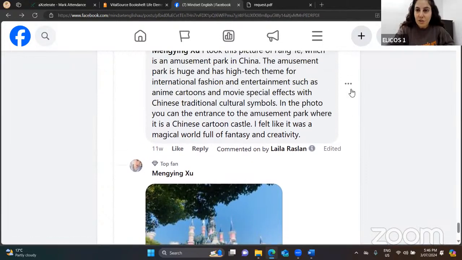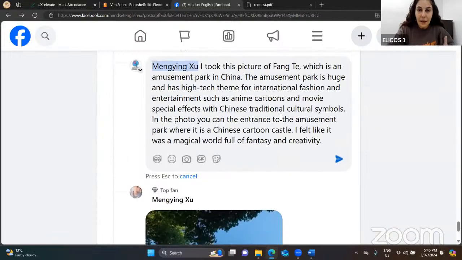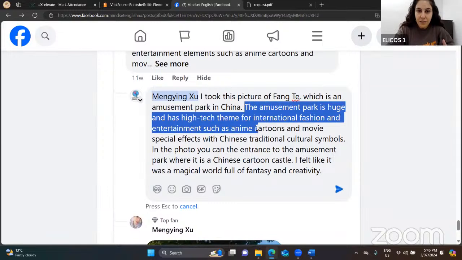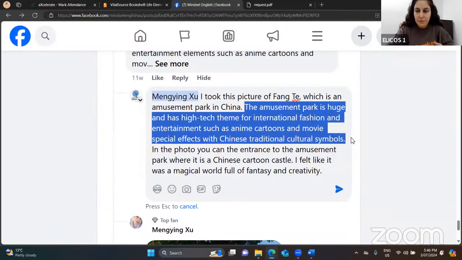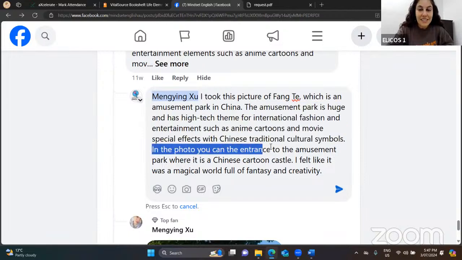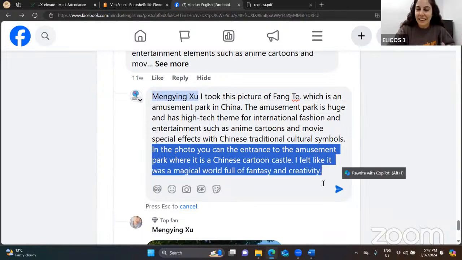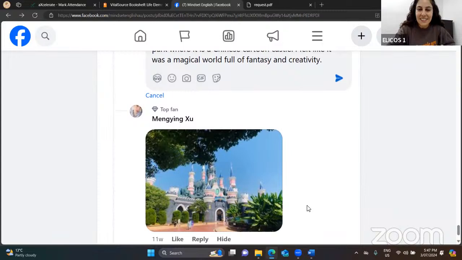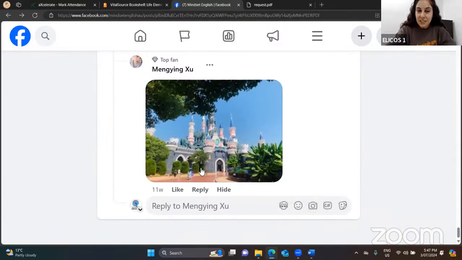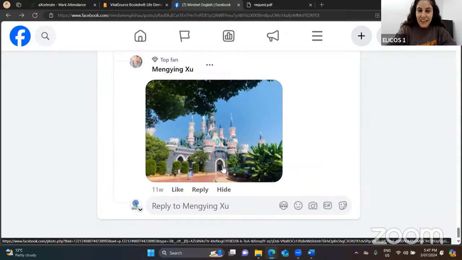So again, it's really important to talk more about what is happening. So maybe I'll take this part off. So she says, in the photo, you can see the entrance to the amusement park, where it is a Chinese cartoon castle. I feel like it was a magical world full of fantasy and creativity. Okay, so that's good. She's telling you that she took this photo. There's the entrance. And how did she feel? So maybe she could say, I took this photo before we went inside.